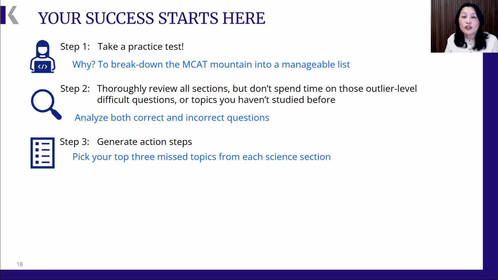If you're relatively early in the process, picking your top 3 missed content areas from each of the science sections is a great way to narrow down that scope. Again, consider the priority based on how many times you missed questions in that content area. Also keep an eye out for whether you missed it due to content or due to other factors, like you misread the question or you didn't get passage support. Those are all very important components to keep in mind as well.